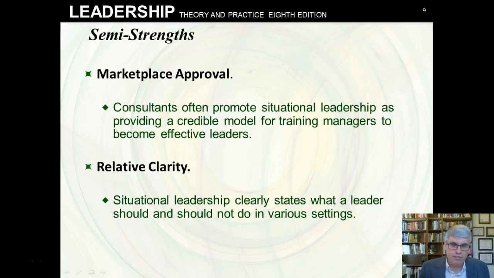And a second semi-strength, it's not necessarily a strength, but to some degree it is, that it's clear. It clarifies when a leader should and should not act with a specific leadership style in various settings. It's understandable. You might have to sit down and look at the picture and concentrate on it and try to figure out, now, why does D1 correspond to S1 and why does D2 correspond to S2? But eventually, when you put enough effort into it, it's pretty understandable.